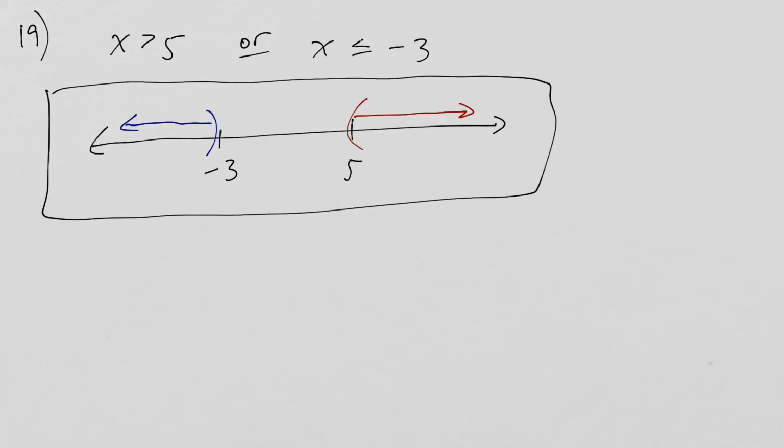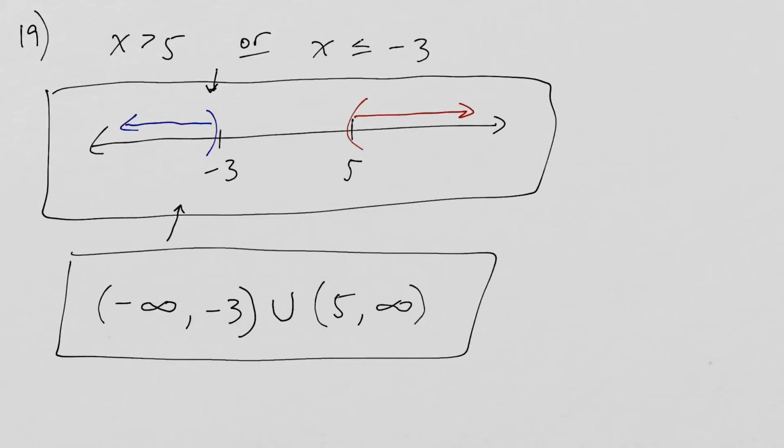You don't have to put it in separate colors. If we're going to do it in interval notation, I first do this interval, which is negative infinity. Notice infinity always has a parentheses, never a bracket. All the way up to -3, and I use a bracket because we had a bracket there. And then I union this with 5 to infinity. And again, infinity always has a parentheses. So this is interval notation.